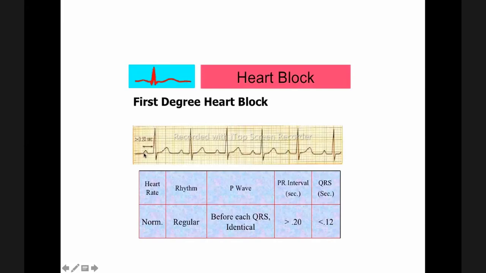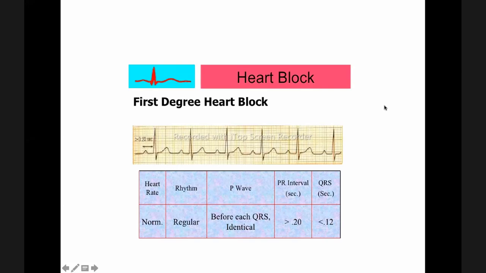So in first degree AV block, it just means that the AV node is diseased, but not so much. And that's the simplest way I can say it. So there is a normal delay. In a normal person, there is a few milliseconds of delay when the impulse reaches the AV node before it can send it to the ventricles, right?